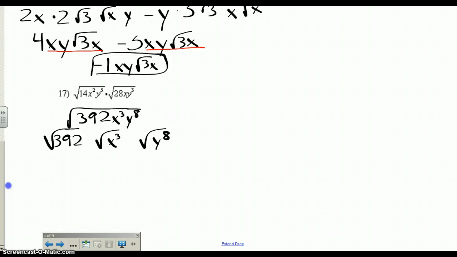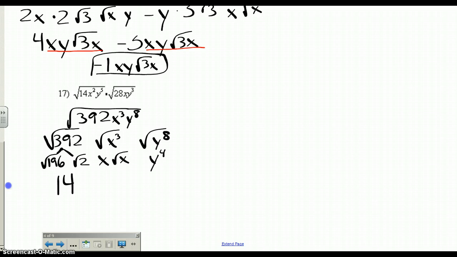So 392 is a tricky one, but in fact there's a big perfect square that fits into it. That's going to be 196 and 2. So the square root of 196 is just 14. How many times does 2 go into 3? It goes in once with a remainder of 1. And how many times does 2 go into 8? Well, it goes in 4 times.